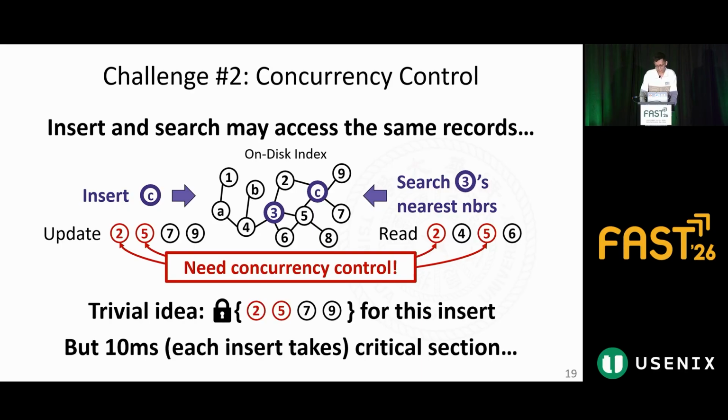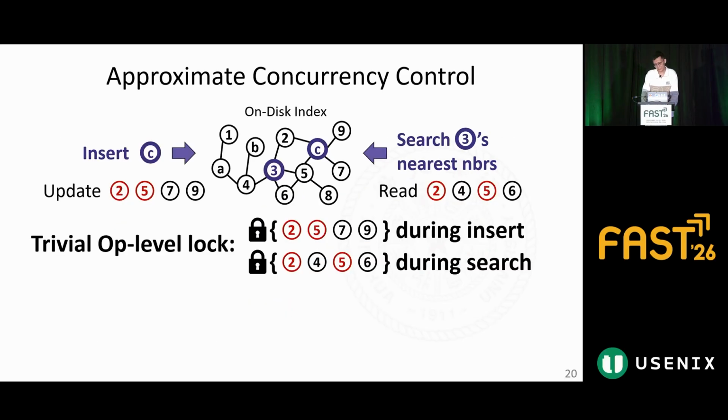The trivial idea is to lock the involved records in the whole process. For example, lock 2, 5, 7, and 9 for this insert. However, each insert takes tens of milliseconds, so the critical section is long, which harms the performance. To tackle this challenge, we propose approximate concurrency control.